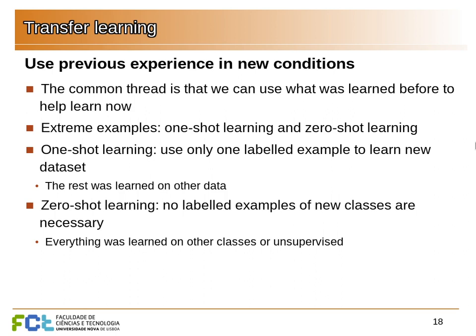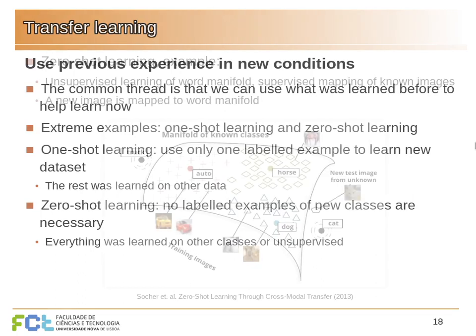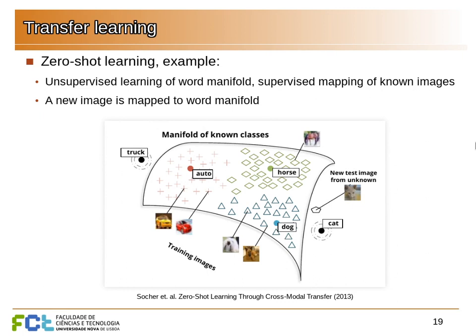And this can lead to these extreme examples like one-shot learning or zero-shot learning, where when you use what you learned previously, you can apply that to a completely new circumstance, just by taking advantage of the structure of the data. So this is one example of zero-shot learning, where there were basically two models for learning the manifold of words like truck, auto, horse, and things like that. And also another one that mapped from a set of known images to the manifold of words. So that if we have an image of a horse, it maps to the representation of the horse word in this manifold, and the cat, the dog, and so on.